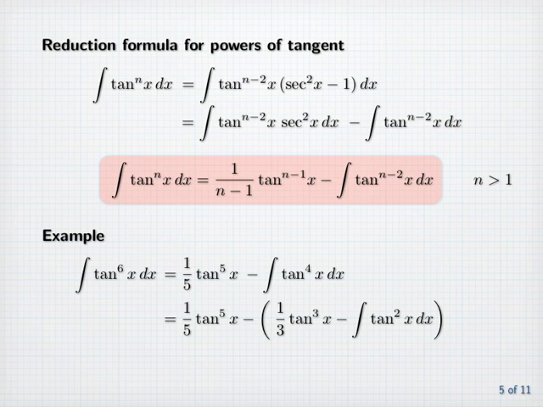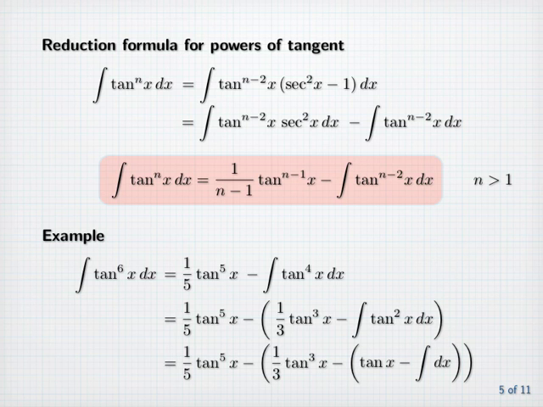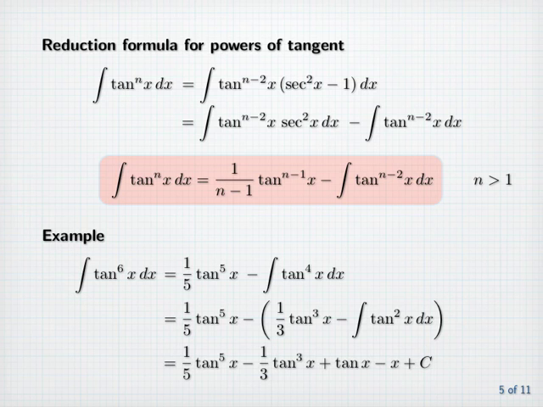Now we apply the formula once more. Using n equals 2, we write that as tangent x minus the integral of the 0th power of tangent x, or the integral of just dx. Now, of course, the integral of dx is x plus c, and now we'll remove the parentheses and write this as 1/5 tangent to the 5th x minus 1/3 tangent cubed x plus tangent x minus x plus c.